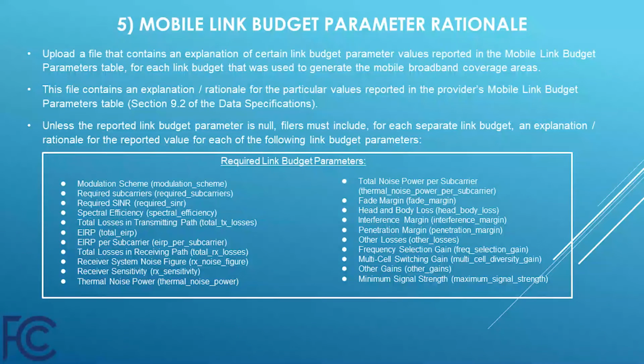To submit the mobile link budget parameters rationale, filers should submit a file that provides an explanation and rationale for the values reported in the mobile link budget parameters table found in section 9.2 of the data specifications for each link budget that was used to generate the mobile broadband coverage areas. Unless the reported link budget parameter is null, filers must include, for each separate link budget, an explanation and rationale for the reported value for the required link budget parameters listed on the right hand of the slide.